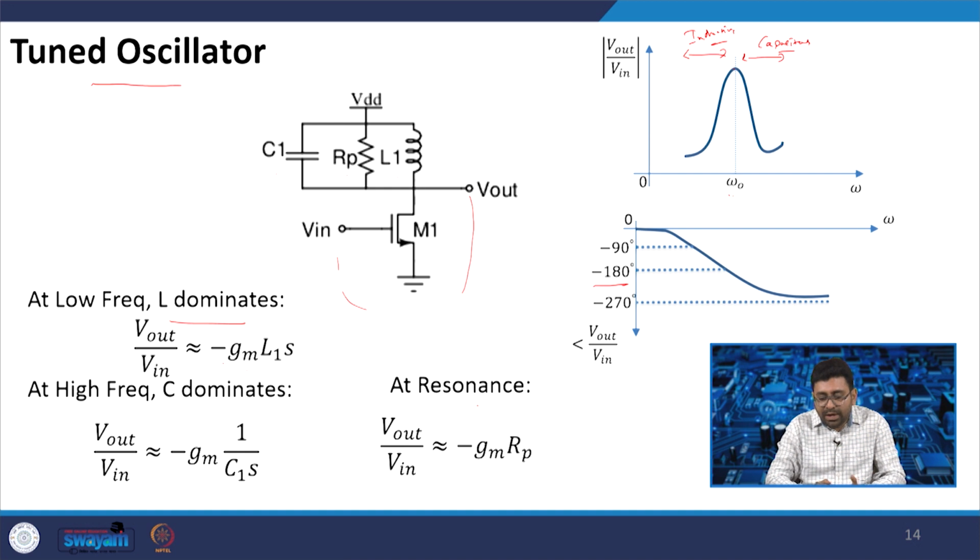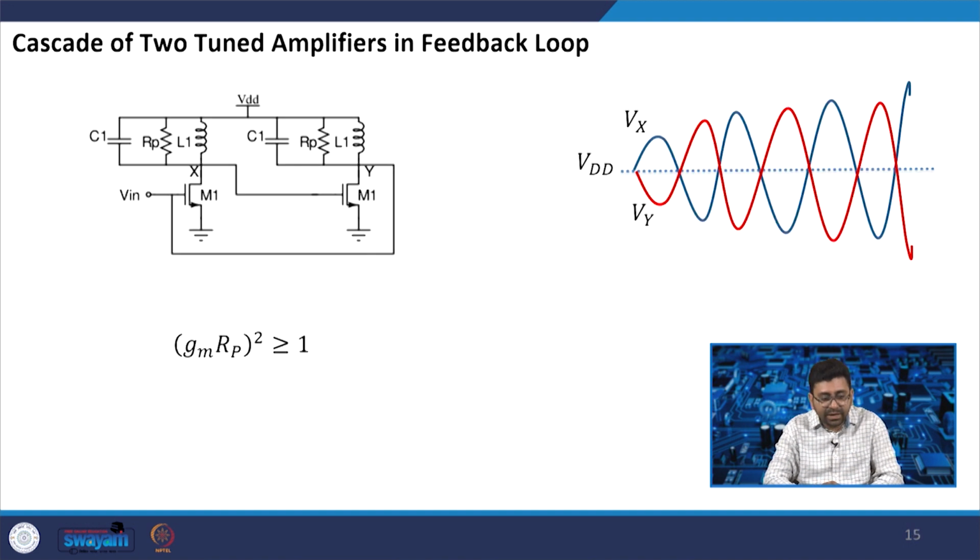So, in order to have sufficient gain, because if it is satisfying the phase shift criteria but does not have sufficient gain, then you require one more stage, and that is nothing but a cascaded 2 tuned amplifier in a feedback loop. Now if we use 2 amplifiers, 180-degree and 180-degree, the total is 360-degree, and if it is connected back to back, it is called a cross coupled oscillator.